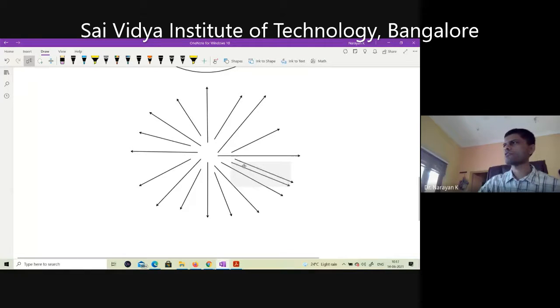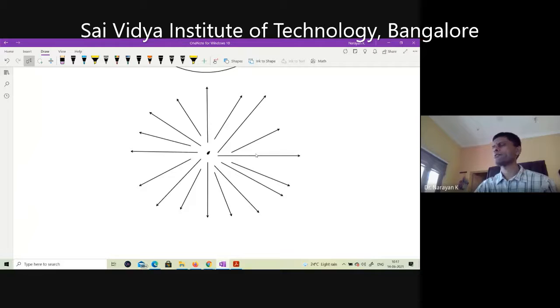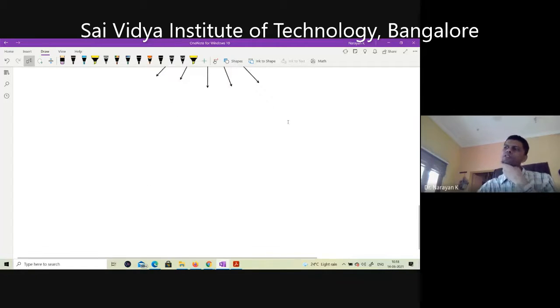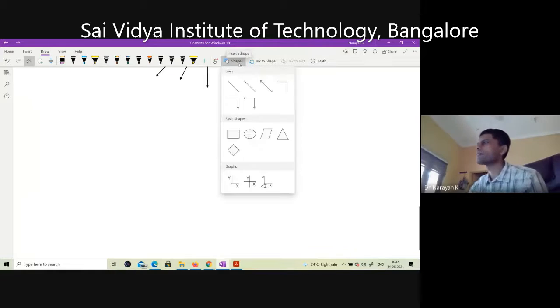So this is your isotropic radiator. In between you will have your point source here. So this is your point source acting as an isotropic radiator.